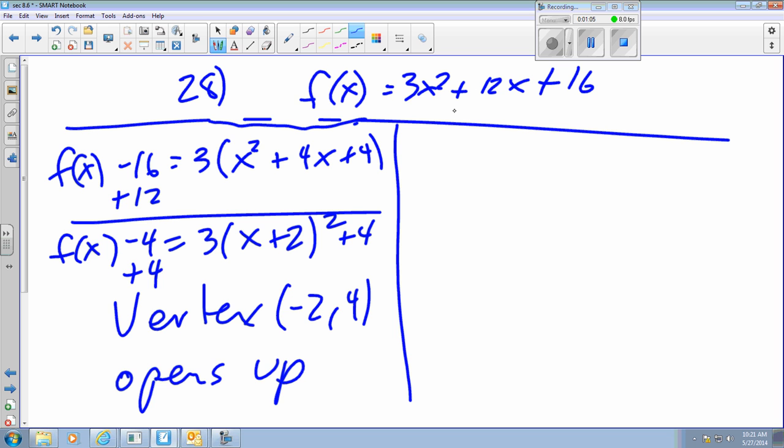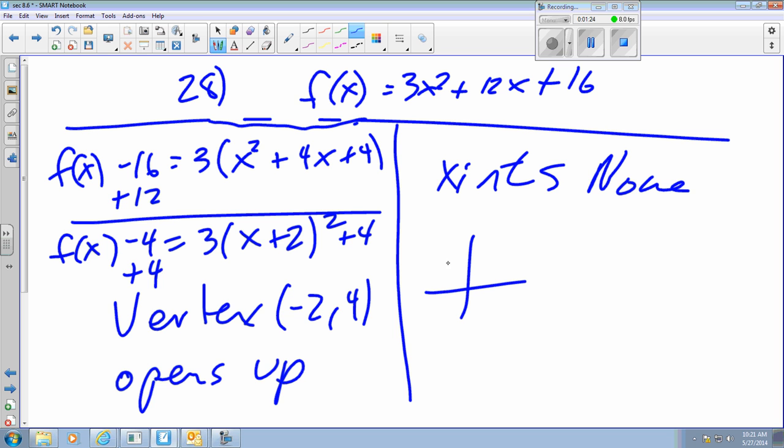On this other side, we know we're going to find the x-intercepts when, oh, this is not going to have any x-intercepts. How did I tell? Because my vertex negative 2, 4 is right there, and it opens up. So we know that it's not going to have any x-intercepts because the vertex is above the x-axis, and it opens up. So there's no x-intercepts. There's a y-intercept at 16.